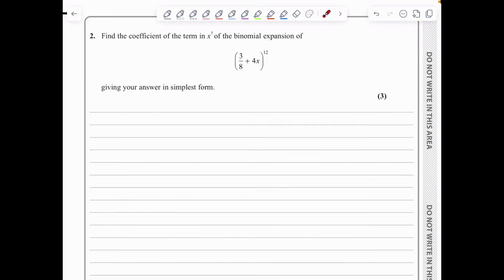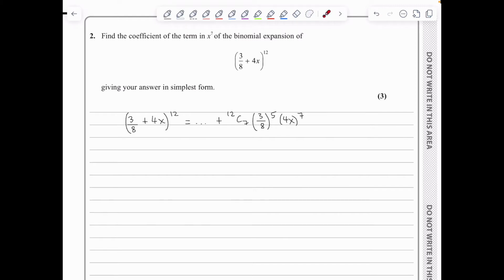In question 2, we need to find the coefficient of the term in x to the power of 7 in the binomial expansion of 3 over 8 plus 4x all raised to the power of 12. So you'll be using the binomial theorem here to obtain the expansion and therefore the coefficient of x to the power of 7. So if I consider the expansion here, the term I'm interested in is the term in x to the power of 7. So I've got 12 choose 7, and I've got 3 over 8 raised to the power of 5 times 4x raised to the power of 7.